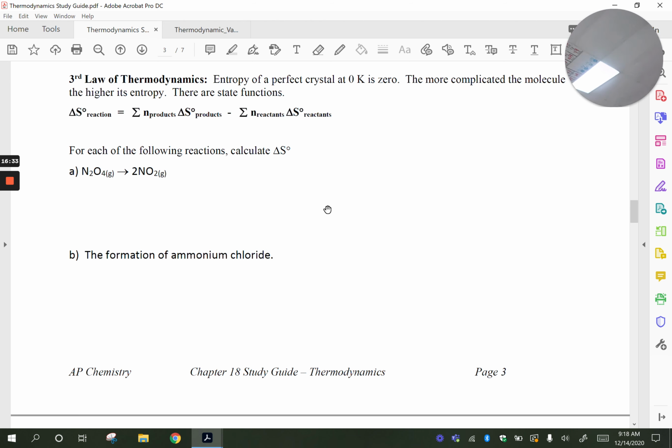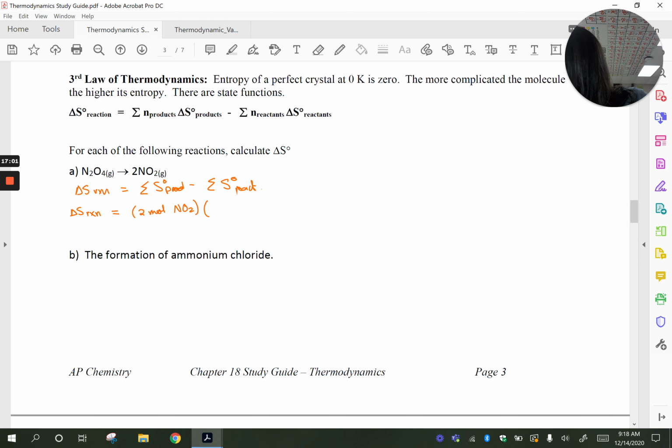So we're going to say delta S for our reaction or system is equal to the sum of the delta S's of the products minus the sum of the delta S's of the reactants at standard conditions. So since it's products minus reactants, we're going to start with the product here, which is 2 moles of NO2, and we're going to use our thermodynamic tables to look up the value for NO2, and it is 240.04 joules per mole Kelvin.